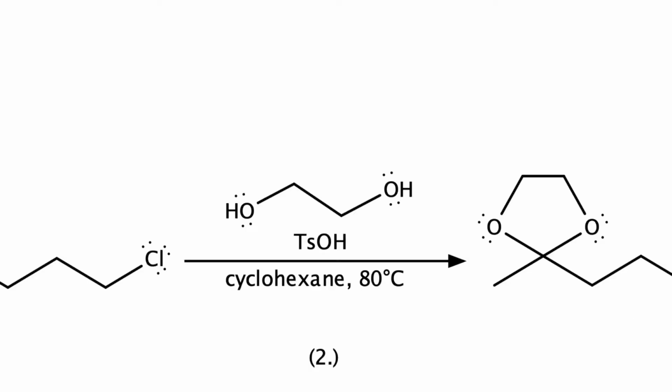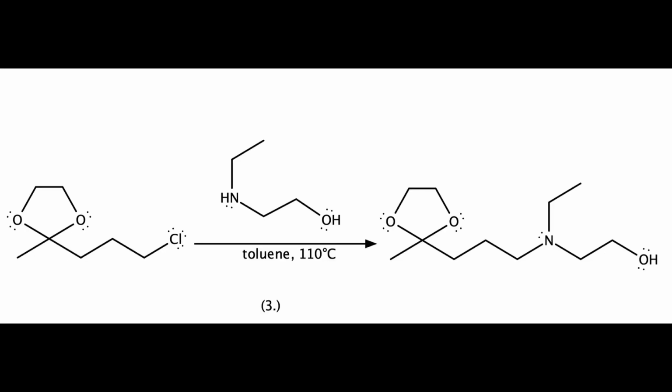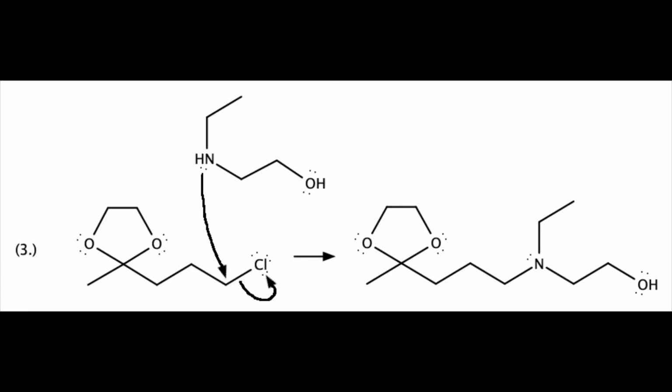The second step in the synthesis is protection of the ketone. Ethane-1,2-diol and tosylic acid are used to convert the carbonyl into an acetal. Protecting the ketone prevents nucleophilic addition of the amine reagent used in the following step to the carbonyl carbon. The third step is an SN2 substitution occurring after addition of 2-ethylaminoethanol, toluene, and heat. 2-ethylaminoethanol, which is a secondary amine, attacks as a nucleophile and displaces the chloride leaving group.